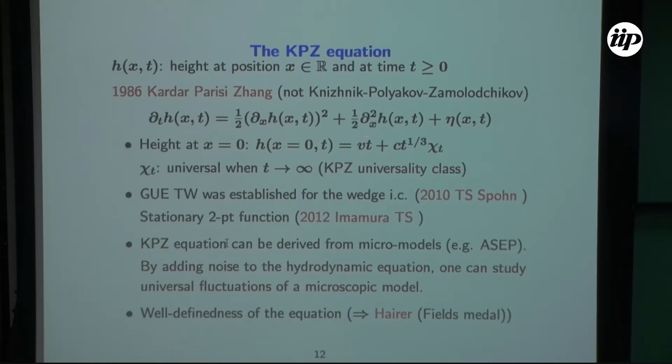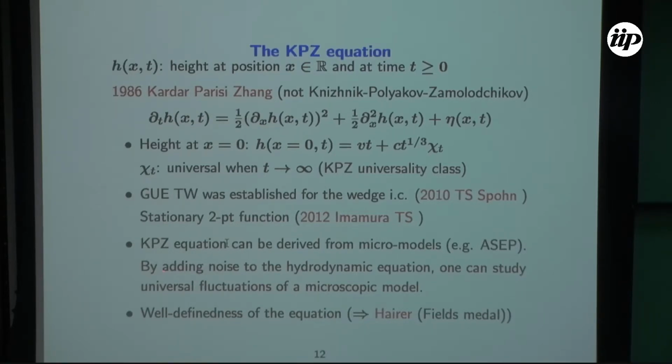And then we expect, so there's some average behavior, and we expect that the fluctuation is like t to the 1/3, and then the non-trivial distribution should be contained in this random variable. We are expecting this shows universal behavior called the KPZ universality class. And in fact, for the KPZ equation itself, the GUE Tracy-Widom distribution was established for the wedge case almost 10 years ago. And the stationary two-point function for the KPZ equation was also studied by us. And then they show the same universal functions, the GUE Tracy-Widom distribution and the two-point function, right?